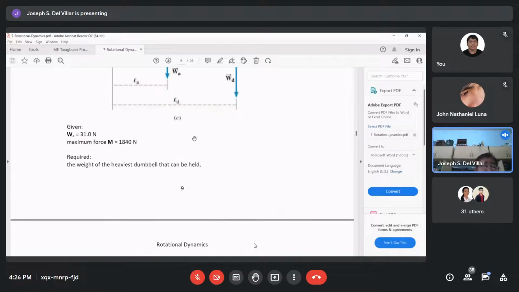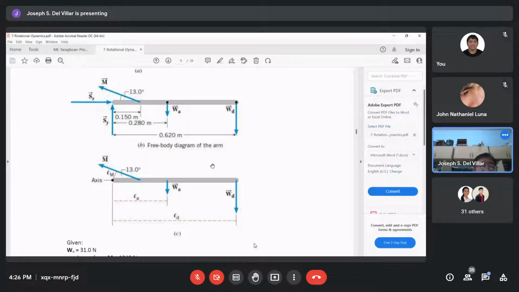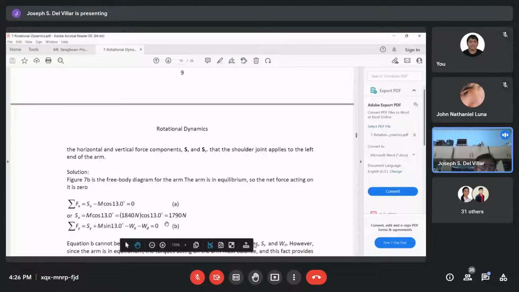Now, if we sum up the vertical forces, what has a vertical component? This Sy is upward. These two weights are downward, negative. What is the other upward one? The vertical component of M, M sine 13. So our two positives, Sy plus M sine 13 minus WA minus WD equal to 0. Okay, this is Sy plus M sine 13 minus W sub A minus W sub D is equal to 0.